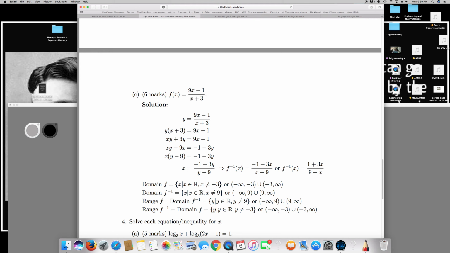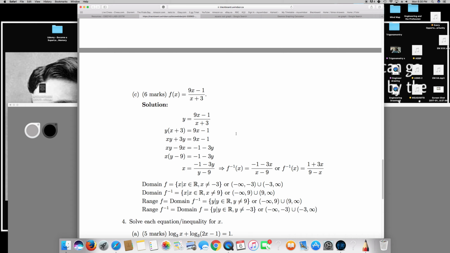Since this one is minus 1 minus 3x over x minus 9, and since this is negative, I'm just going to multiply this one by negative 1. To make it positive, it's going to be 1 plus 3x over 9 minus x.